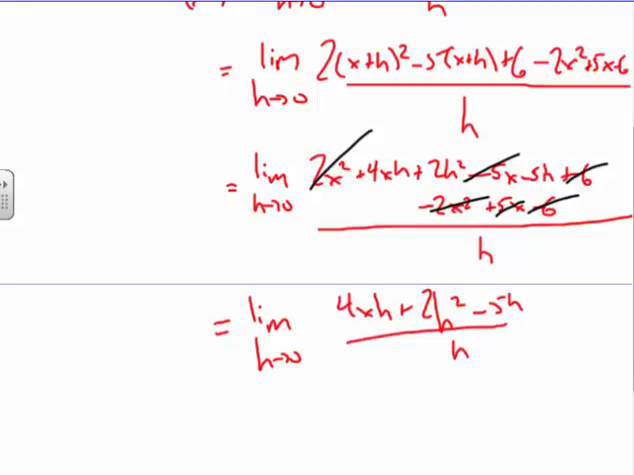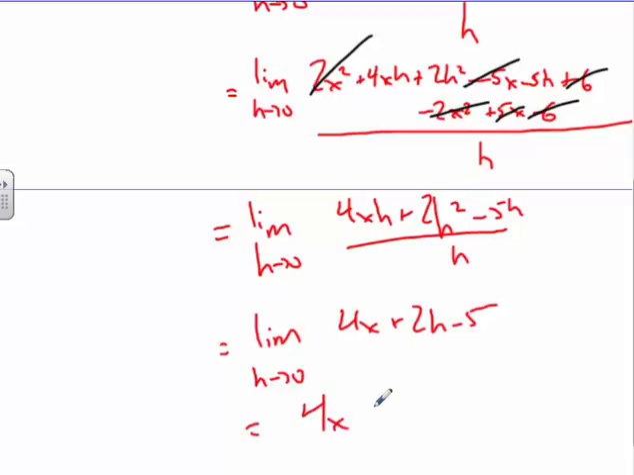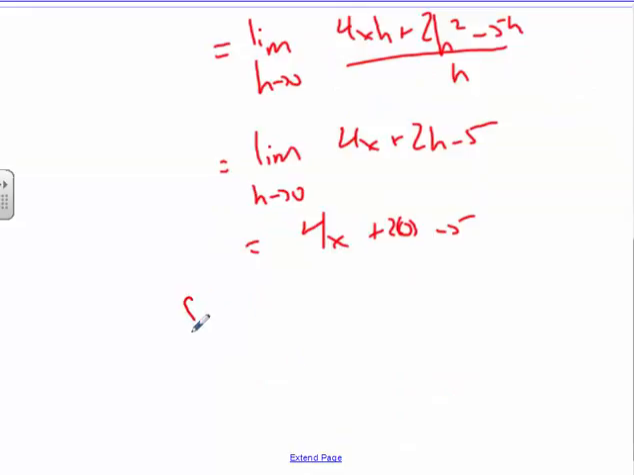The same thing happens a lot if you're doing it properly here. All of these terms have an h, so you should be able to cancel, and it leaves you with 4x plus 2h minus 5. Now you don't have a problem anymore. There's no reason why you can't plug in h as 0. So let's do that. You don't need to write your limit notation anymore. So it's now 4x plus 2 times 0 minus 5, which means that my derivative, which we write as f prime of x, is 4x minus 5.